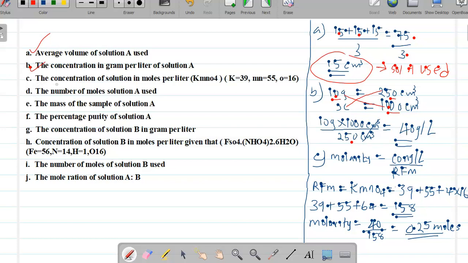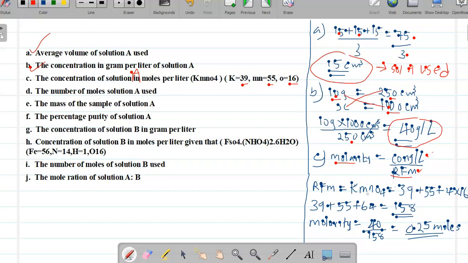But C, the concentration of solution A in moles per liter, where potassium is 39, manganese 55, oxygen 16. So how do you calculate that? Concentration in moles per liter means molarity. Molarity is equal to concentration in gram per liter over RFM. We already have the concentration in gram per liter from part B. So we need to calculate the RFM.